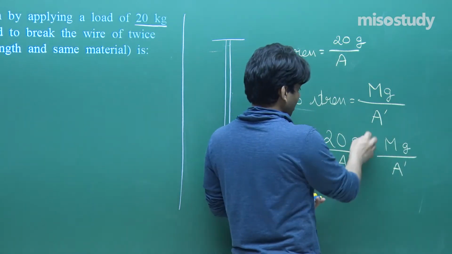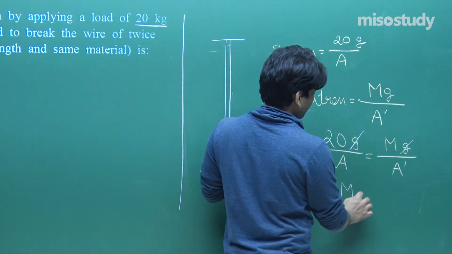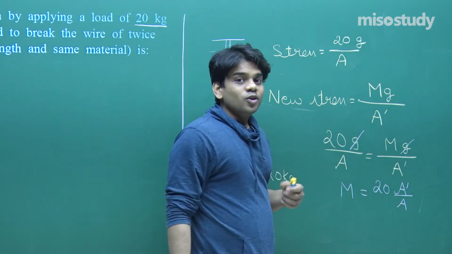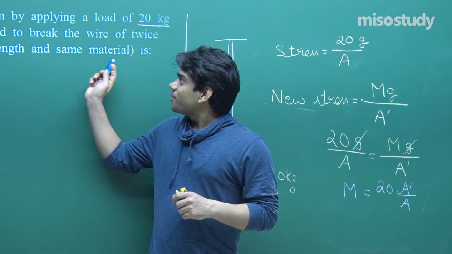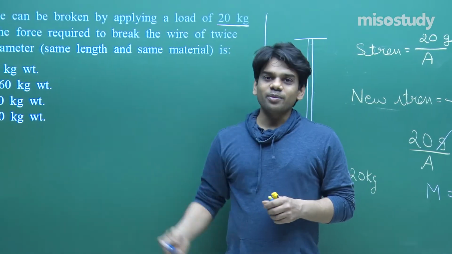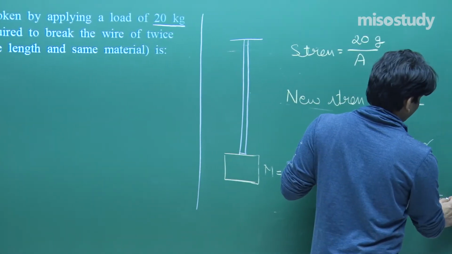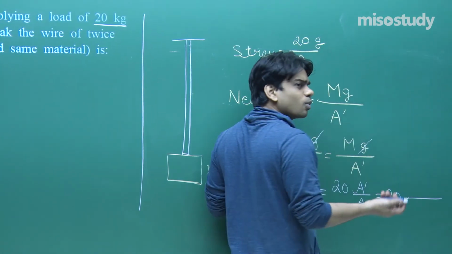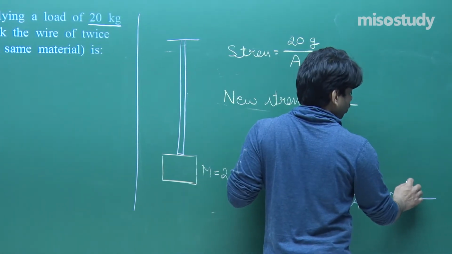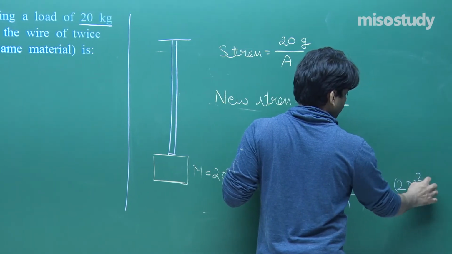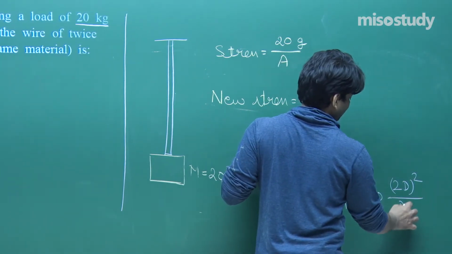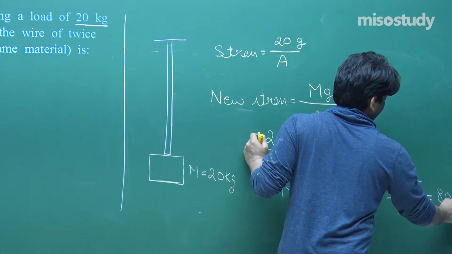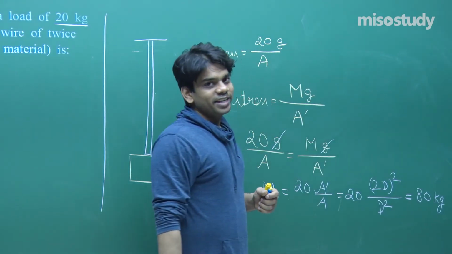Clearly g and g will be cancelled out. m will come out to be 20 A dash by A. New area: the same length and same material, but the wire has twice the diameter. So 20, and area dash will be, because area is proportional to the square of diameter, twice the diameter, 2d whole square, divided by d whole square. This will come out to be 80. That is, the new force required will be 80 kg weight.